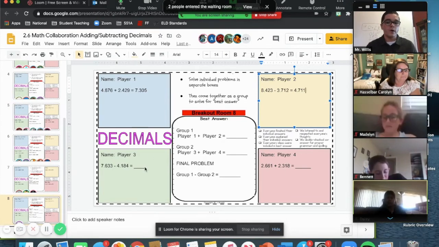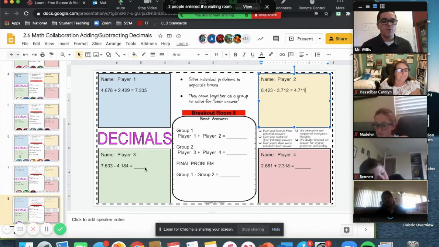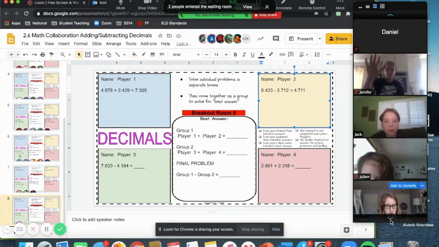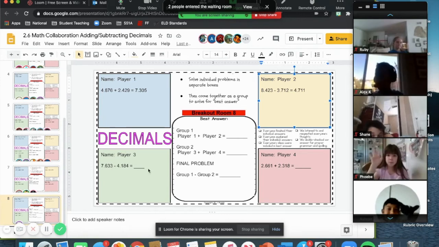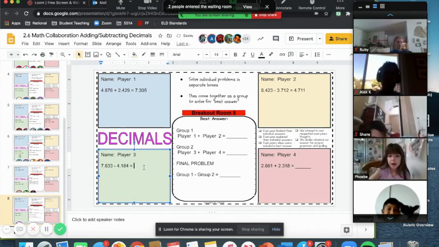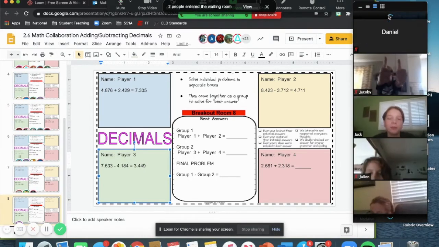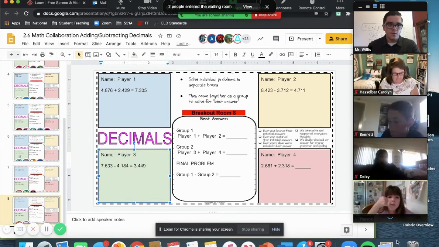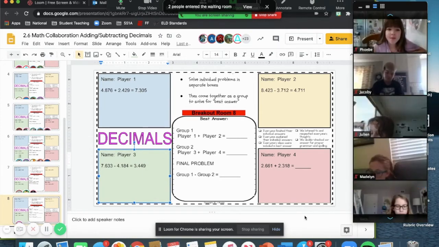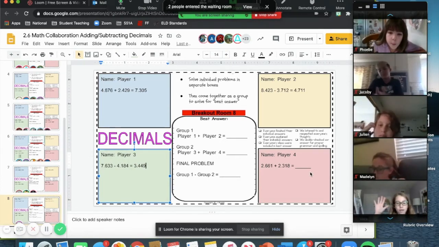We got green square, 7.633 minus 4.184. What green square would like to share their answer? Phoebe, what'd you get? I got 3.449. 3.449? Do we agree? 3.449? Jacoby's giving me 2 thumbs up. Jack's giving me a thumbs up. All right, and then we got our red square, 2.661 plus 2.318.